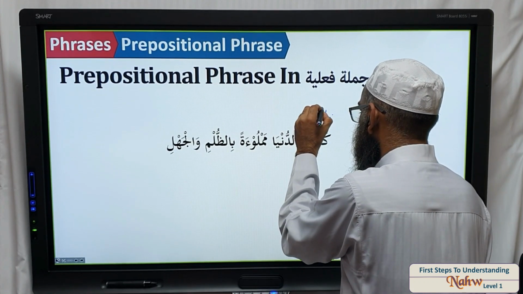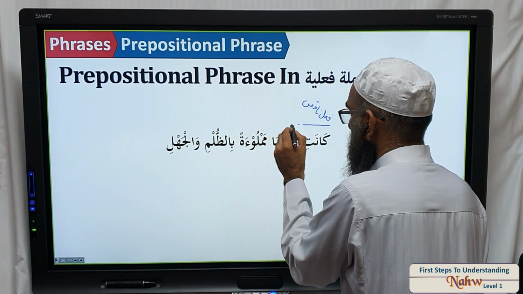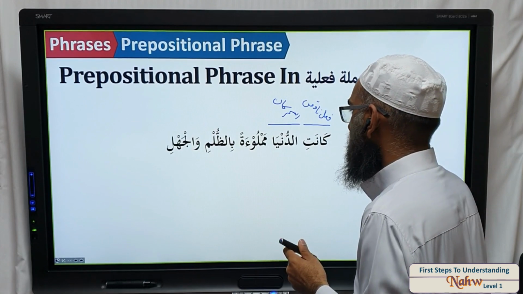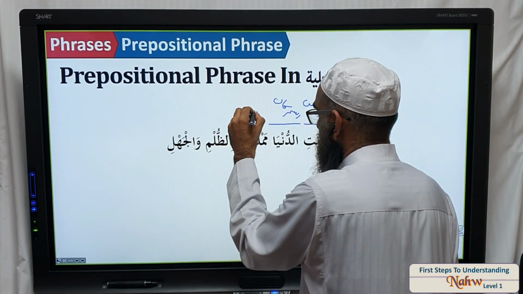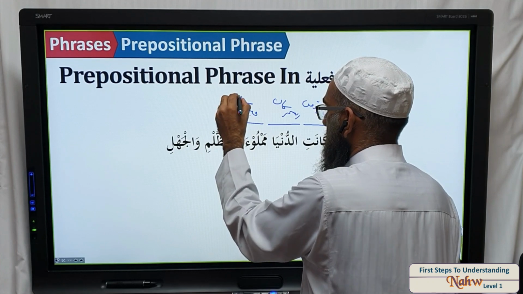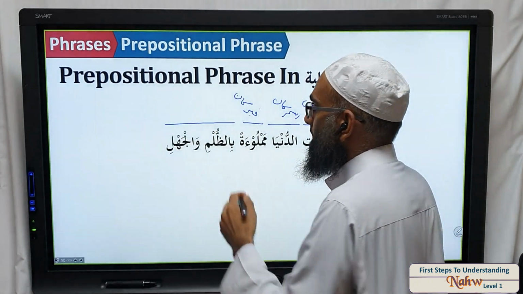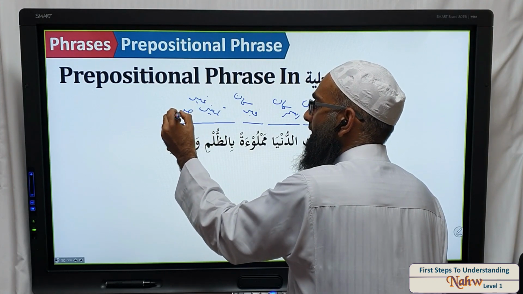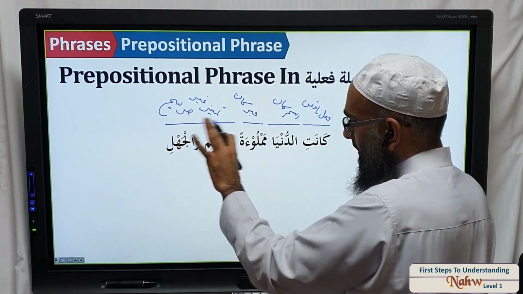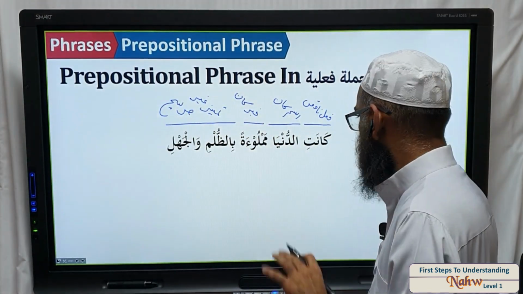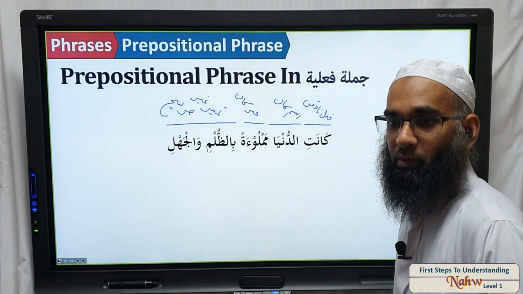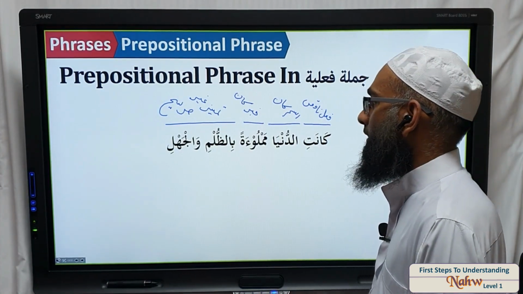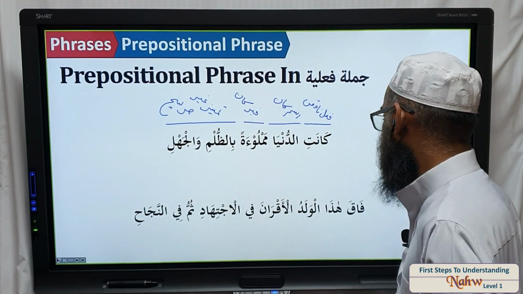Kanat is fa'il, naqis. Then ad-dunya is ismu kana, and then mamlu'atan is khabar kana, and bil-zulm wal-jahl is tamyiz ghayr sarih. When you get more detail, there's another way of doing this tarkib as well, but for now this is fine. There's another way you can do it when you get more detailed structures. The translation would be: the dunya was filled with ignorance and oppression. Okay.